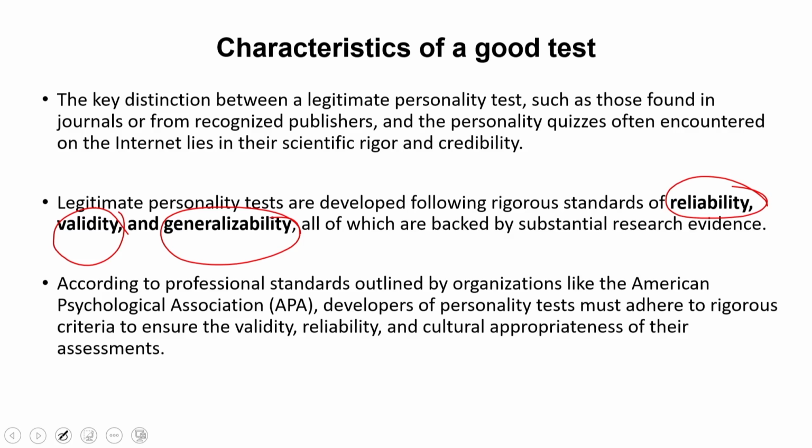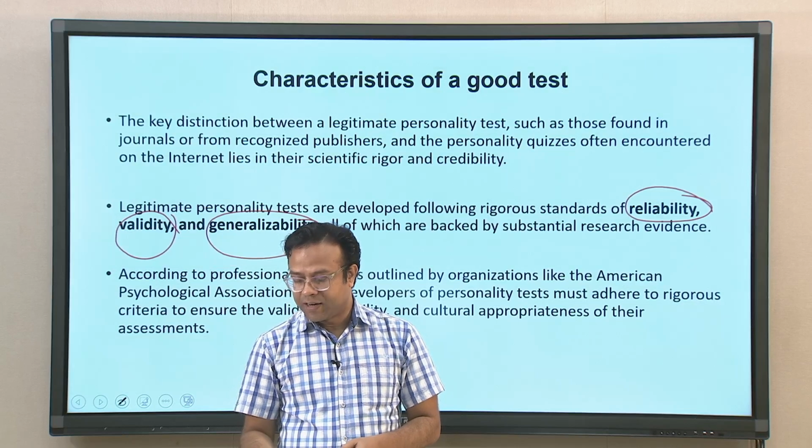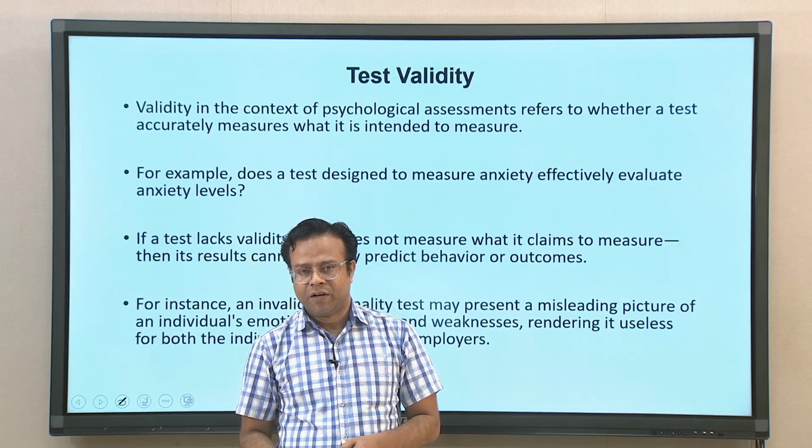So, according to professional standards outlined by the American Psychological Association or such organizations, developers of personality tests must adhere to these criteria of reliability, validity and generalizability across different contexts. They should follow this, or test these characteristics, before claiming it to be a good test and so on. So, let us see what these three characteristics are. First, start with validity.